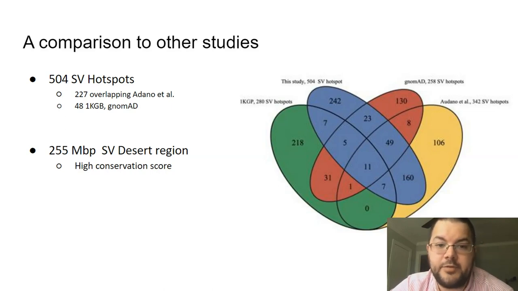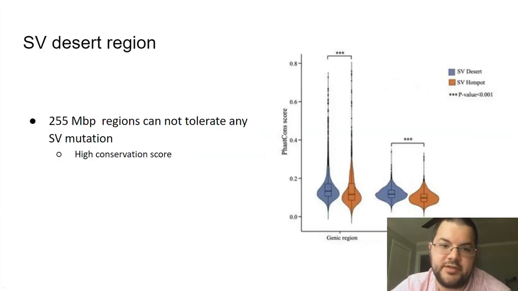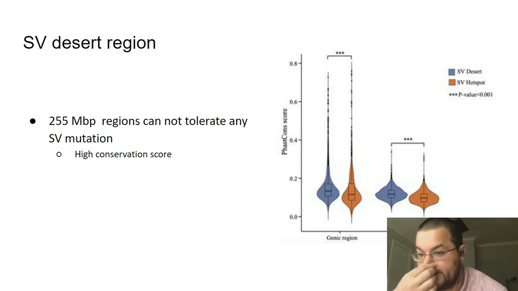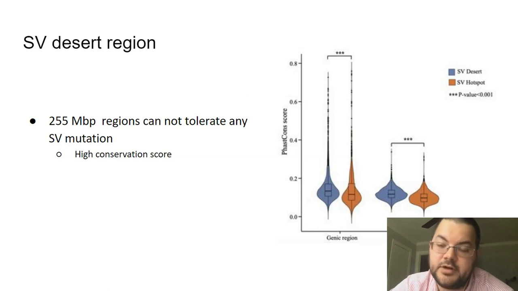The other thing we looked at were, of course, SV deserts. With SV deserts, we mean regions of the genome that observed fewer mutations than expected, so highly conserved regions. For that purpose, we also looked at this highly conserved score, the phastCons score, across the genome. And we can see that these regions where we didn't identify structural variants indeed also have a significantly higher phastCons score, indicating conservation and not highly mutated regions.